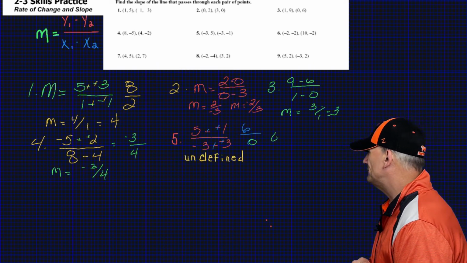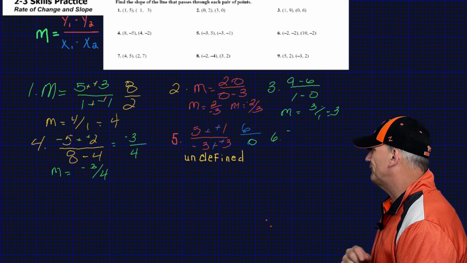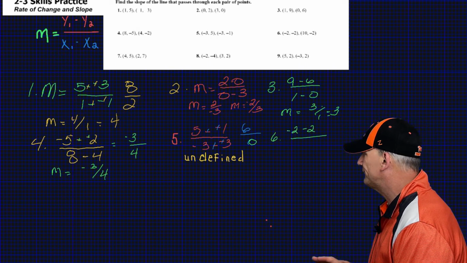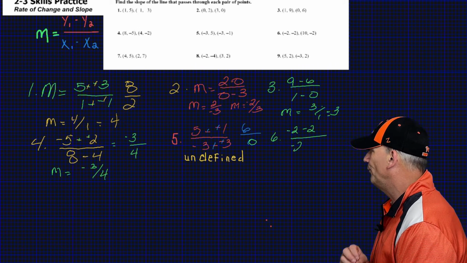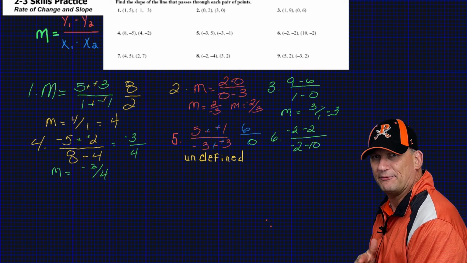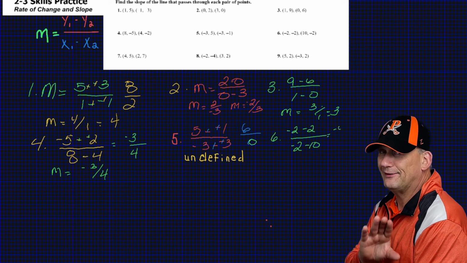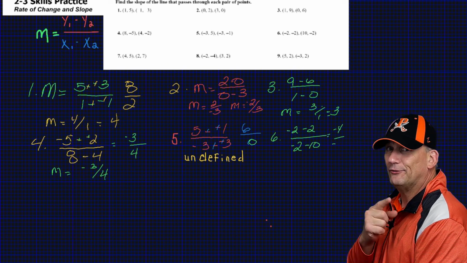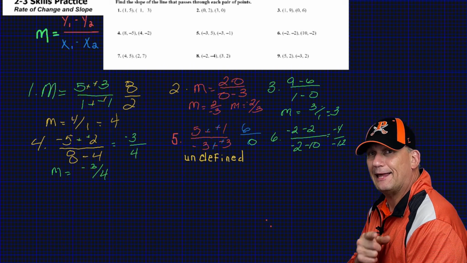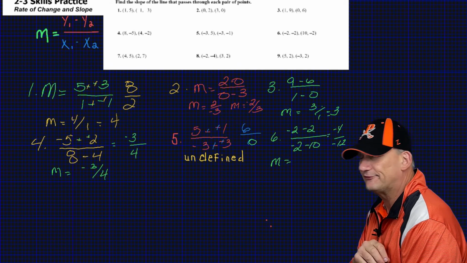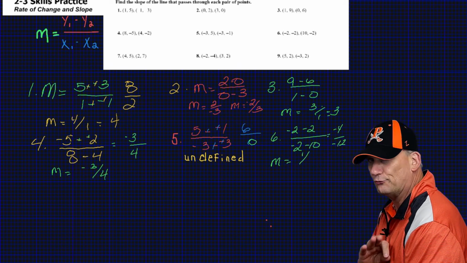All right, so now look at number 5. As soon as you see that the denominator is 0, you can stop right there. That is the one thing that is undefined in mathematics. One of the couple of things, I should say. But it's still a line. Even though 6 over 0 is undefined, that line is a vertical line, straight up and down. It's still a line. It's just not defined as far as the slope goes.